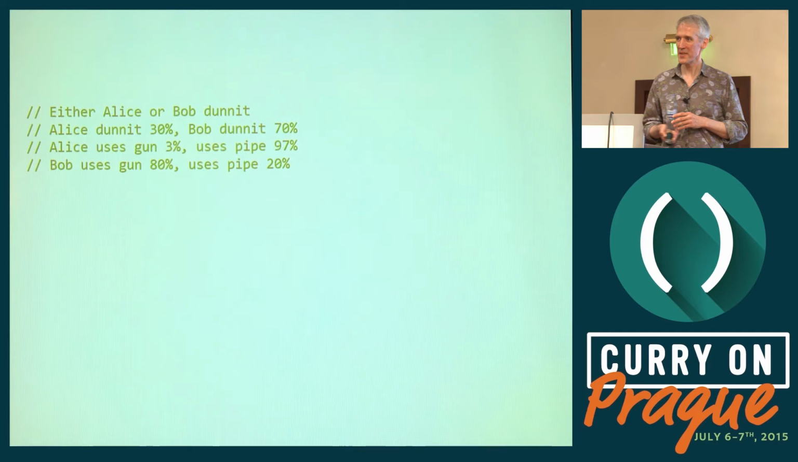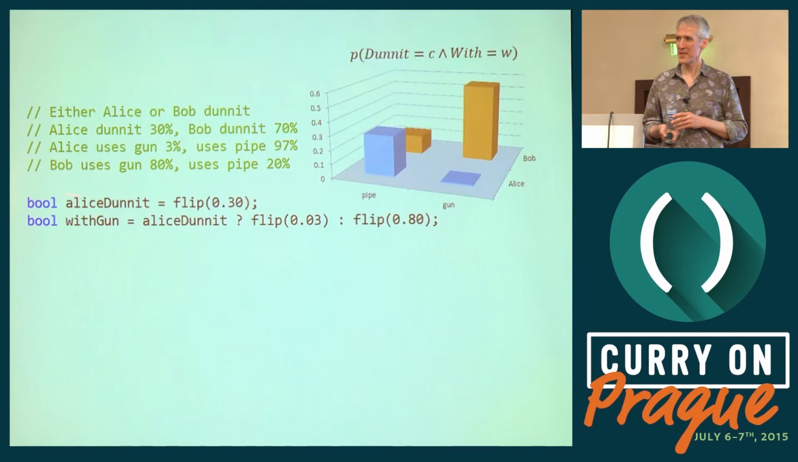And then there are two possible weapons that may have been used. We don't know which at this point. But we do know that Alice would really prefer to use the pipe, 97%, and Bob would much rather use the gun. So that's our probability situation before we've actually visited the scene. So how could we write that as code? Here's a little bit of code that does it.